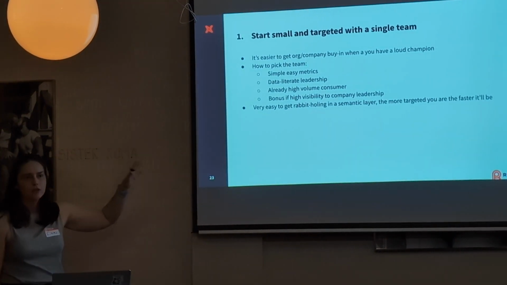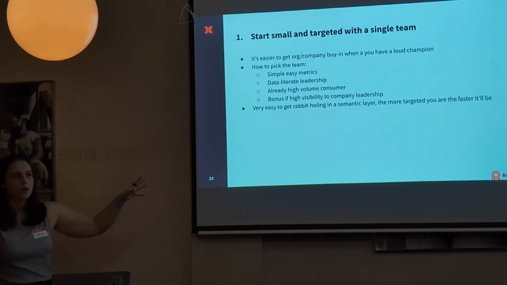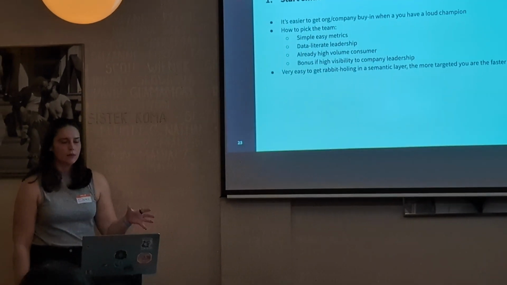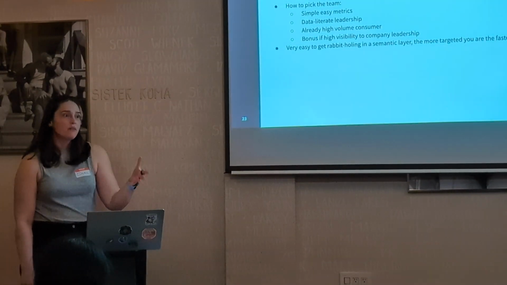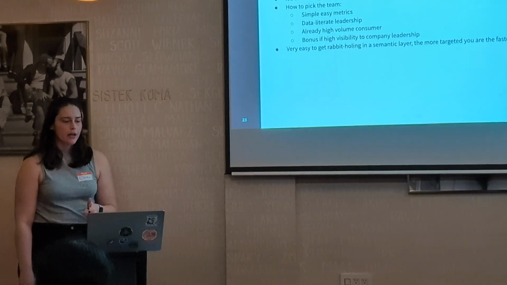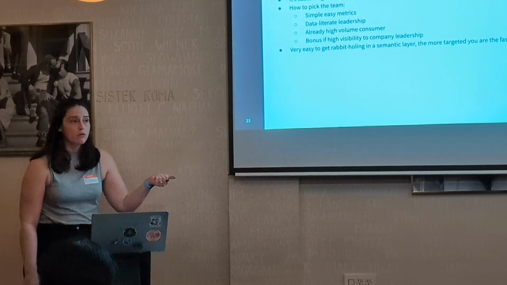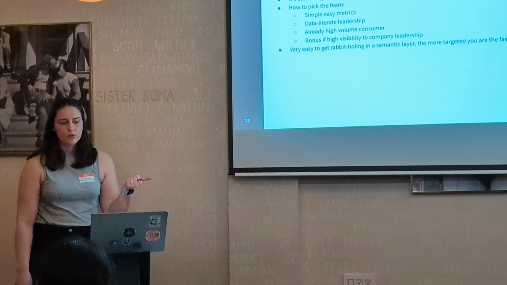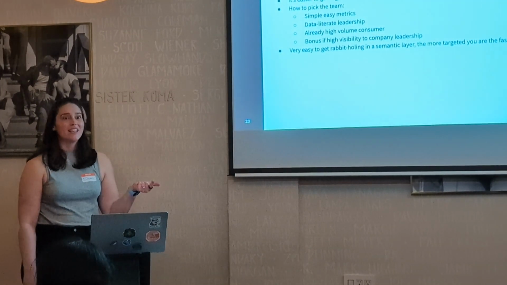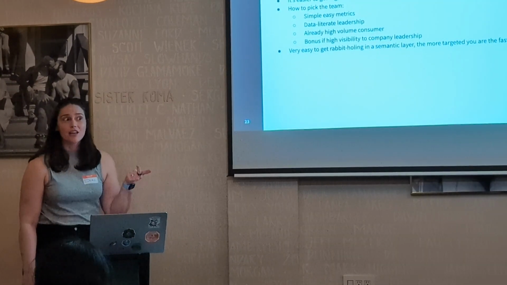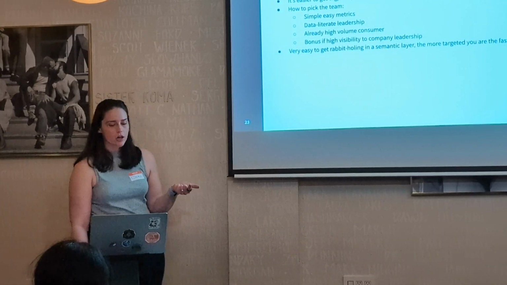Again, I'm trying to make this actionable. This is my opinion about just how to start. It's easier to get an org, in sales they call it a champion, once you have somebody who's just really happy. I recommend picking the team that has small, easy metrics, so you can start small. It's easier to debug the semantic layer if you hit issues. Pick somebody who is already data literate on that team. You don't want to also have to teach them how to interpret data as you yourself are building a semantic layer.